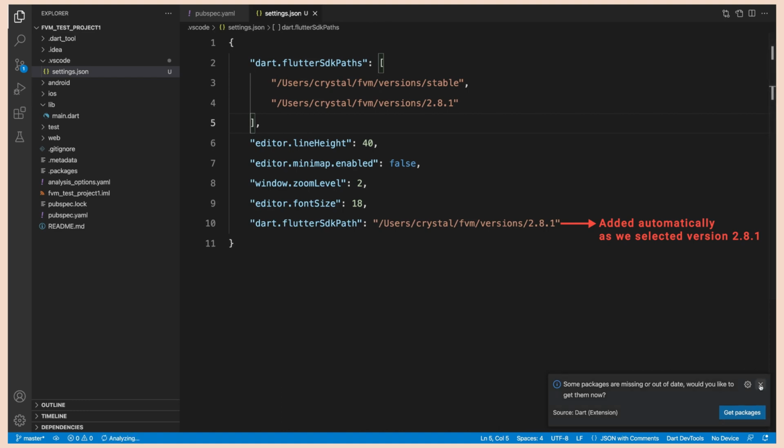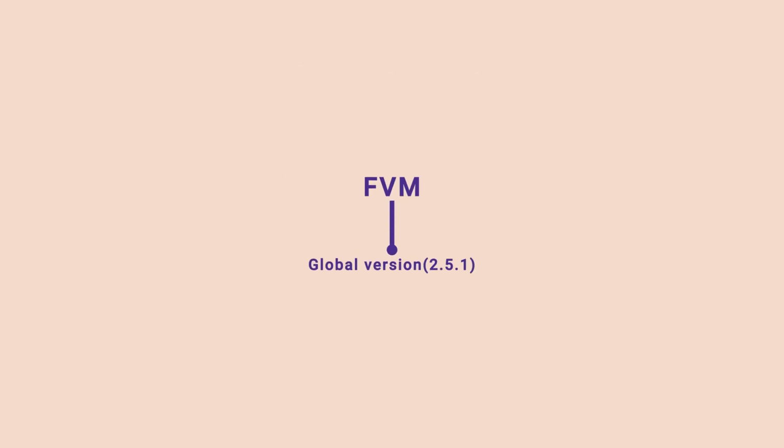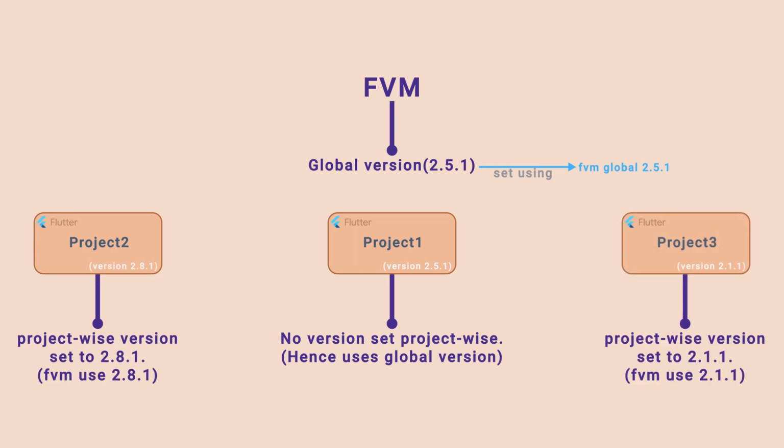With this configuration aside, let's check out different commands of FVM that we can use to list, install and set Flutter versions to the given project. But before that, take a note of the following. We have a global Flutter version set, which is 2.5.1. This version will be used if no version is set for the project.